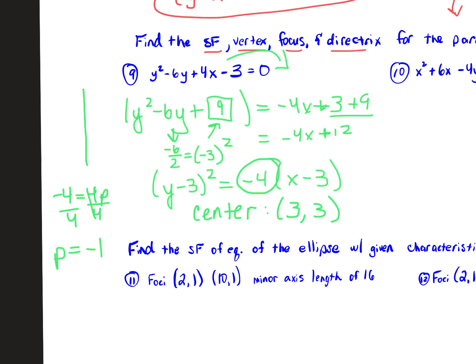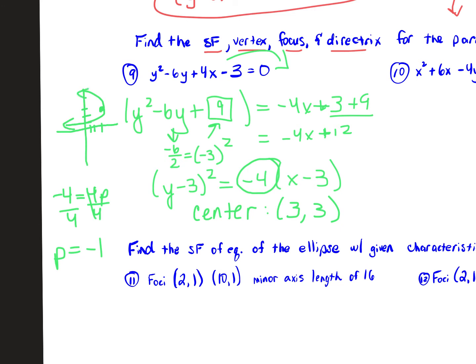So now let's draw a picture. It's a y squared parabola. That means it's going to open left or right. Okay, that's how we're looking at it. If my p is negative, that means it's going to open to the left. So if my center is at 3, 3, 1, 2, 3, 1, 2, 3. Here's my center, correct? And we're opening to the left-hand side, I guess we could say.